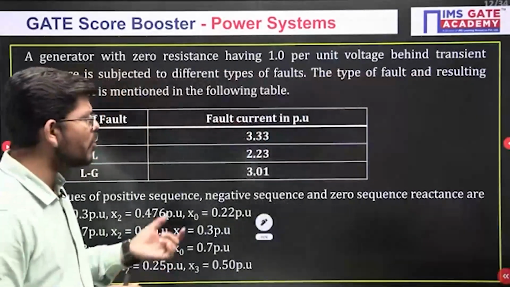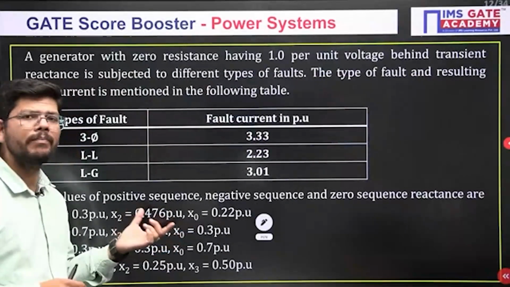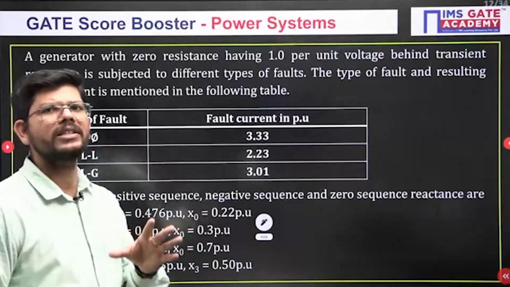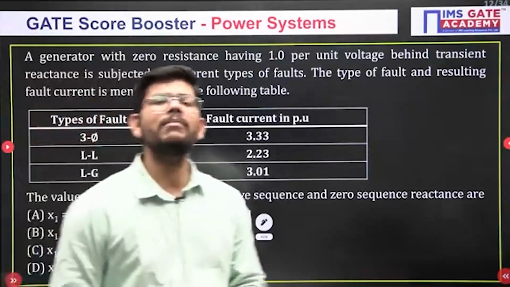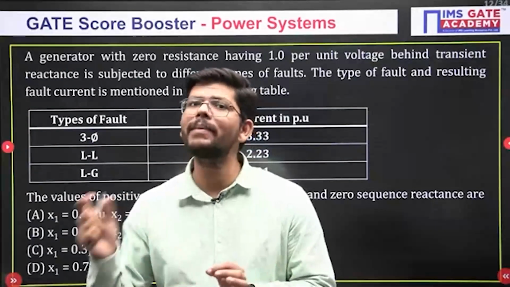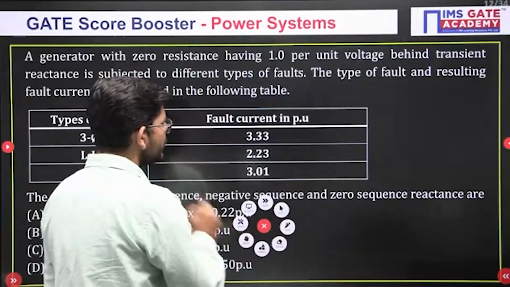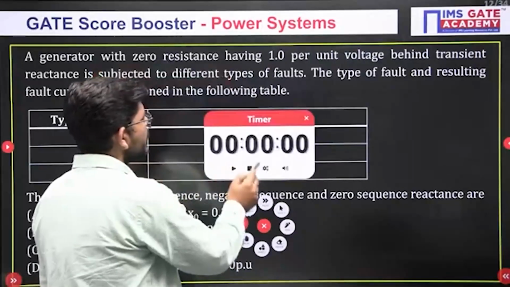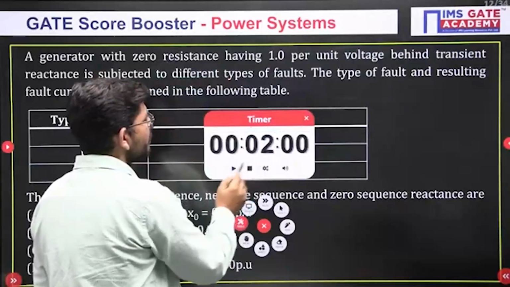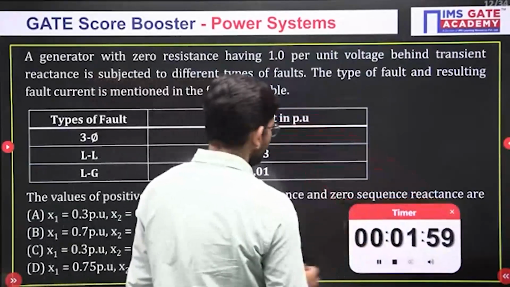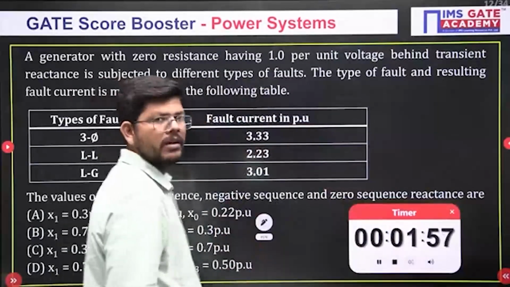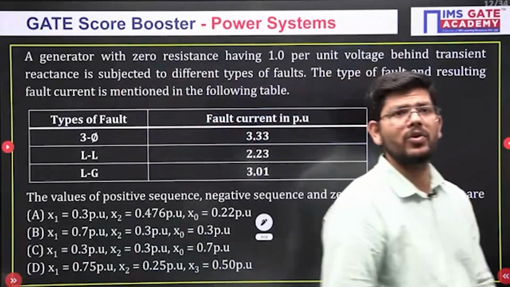What will be the possible values of these impedances? This is what you have to calculate, and this is very easy, and this is the most probable question for the upcoming GATE exam. I hope that you people are able to solve this question. In this way you can check your preparation level of power system as well. Your time starts now. Let me see who can solve this question.